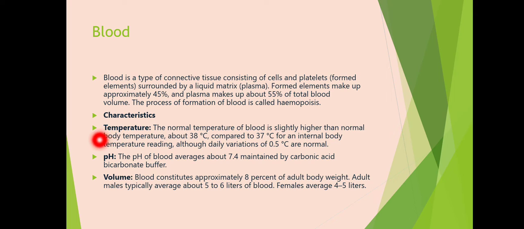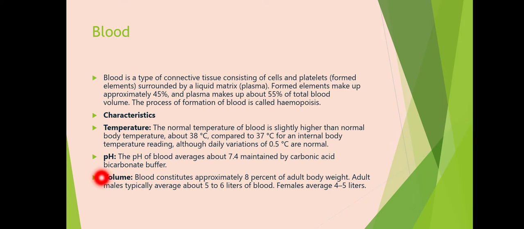Then coming to characteristics of blood. Characteristics of blood include temperature, pH and volume. The temperature of the blood is slightly above the normal body temperature. Our normal body temperature is 37 degrees Celsius, whereas the temperature of the blood is 38 degrees Celsius. Then coming to the pH. The pH of the blood is slightly basic, that is 7.4, and this is maintained by a buffer known as the carbonic acid bicarbonate buffer.